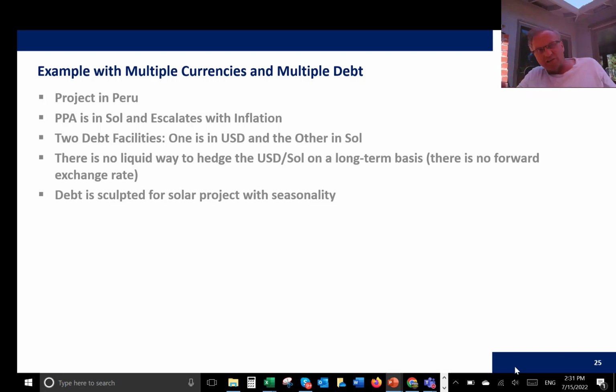When you look on the internet and try to find a forward exchange rate that could hedge the currency risk of the USD against the soles, even if you're not going to do it, it's not there. So we're going to have to make some sort of assumption about what the exchange movements are going to be. And then the debt is sculpted, and of course, since it's solar, it has some seasonality.